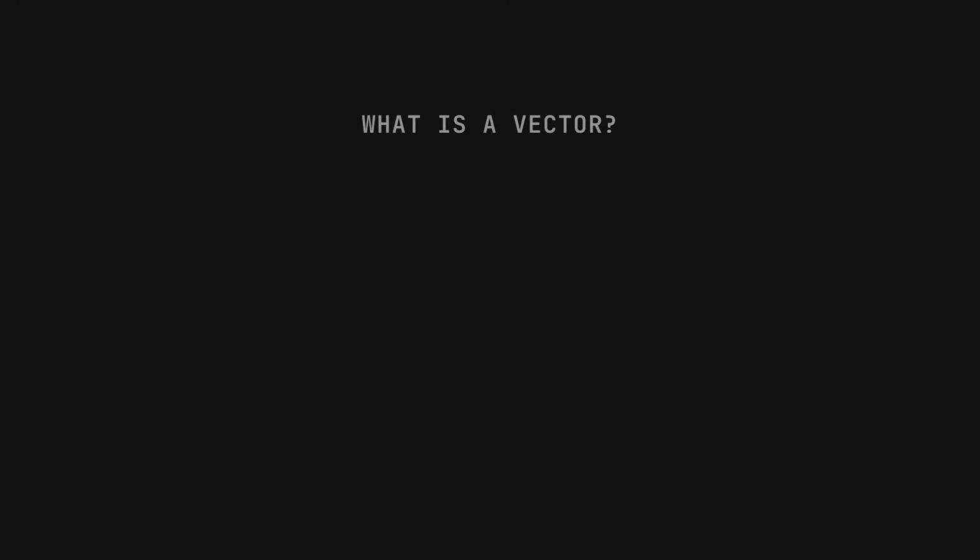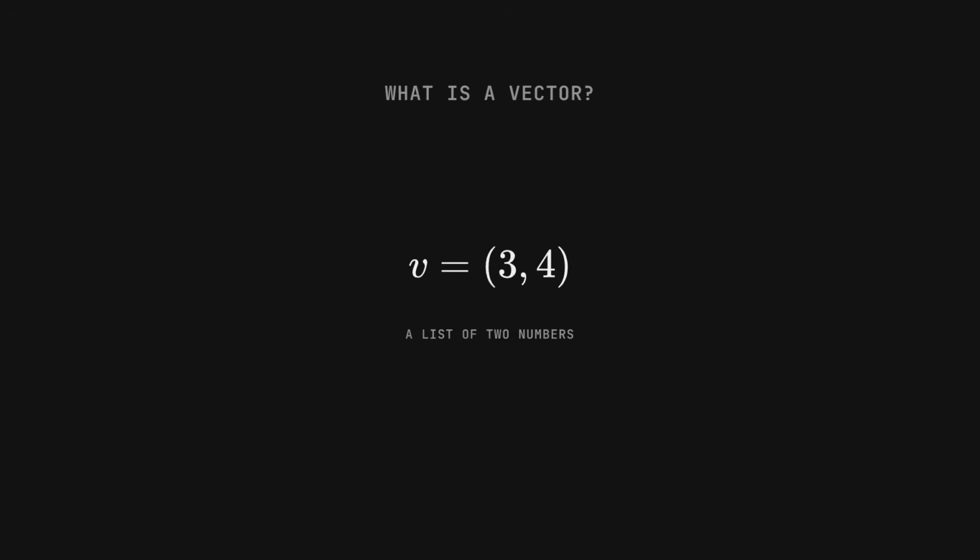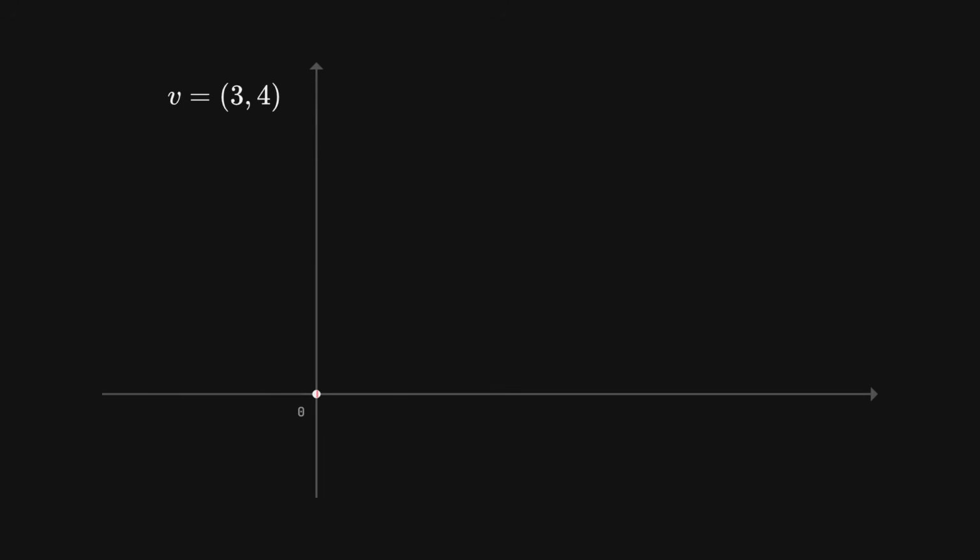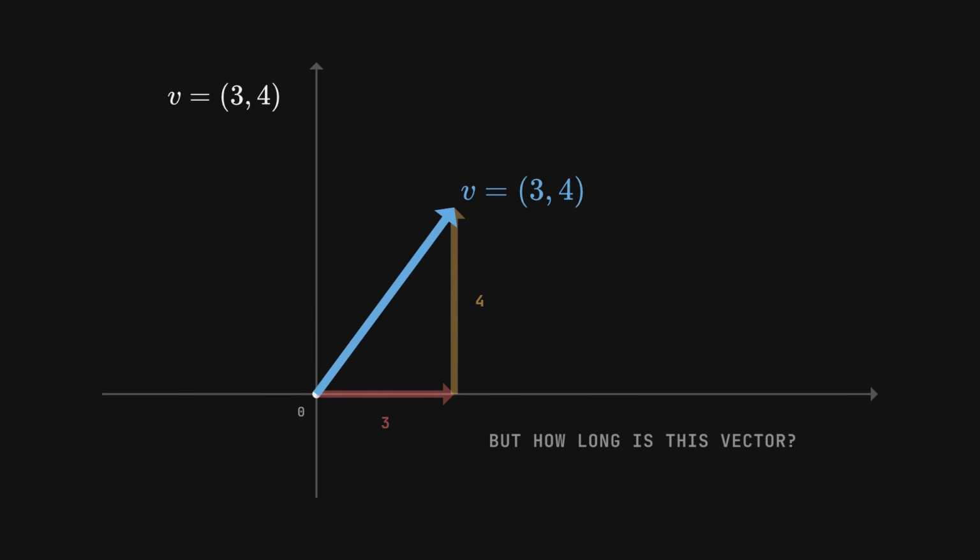What is a vector? In Euclidean space, we might write a vector like this. Starting at the origin, the first coordinate tells us how to move horizontally. The second coordinate tells us how to move vertically. Together, these two movements determine a single directed arrow. They describe both a direction and a displacement in space.